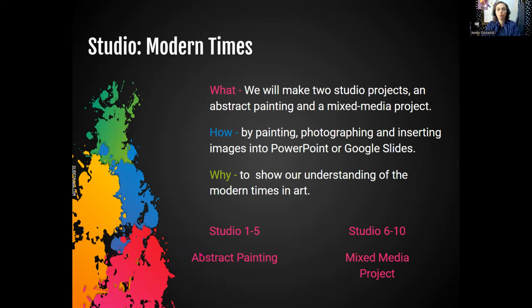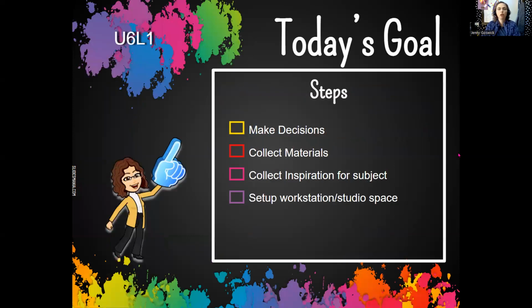So the first studio project is Studio 1 through 5 in the OLS, and we're going to be focusing on this concept of an abstract painting. So for today's goal, we're really going to do several things. First, we've got to make some decisions about what this project is going to look like. We're then going to collect some materials that we need. We're going to also collect images of inspiration or physical objects of inspiration for the subject matter for the painting. And then we're also going to prepare and set up our workstation.